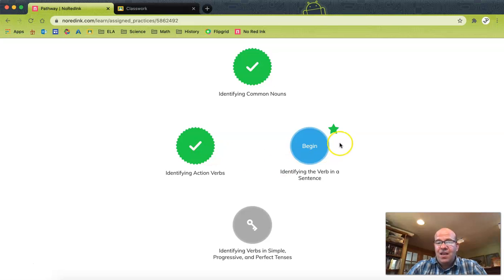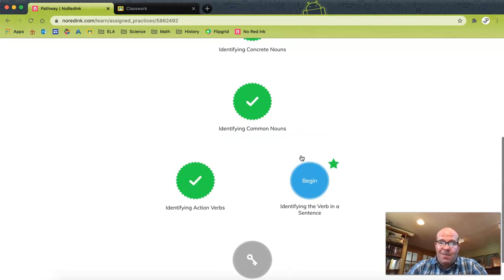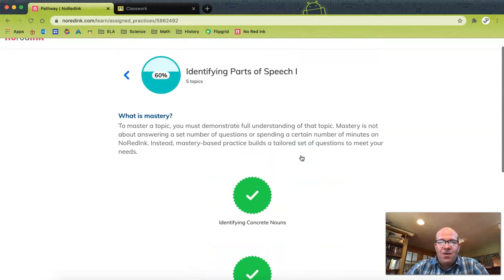That's a good job. If you see something that's either gray or says to begin and has a green star next to it, what that means is that you mastered that last year or sometime in the past, and you should be able to get it again. But what's important to know about NoRedInk is the focus on mastery. It doesn't matter how many questions you answer. It doesn't matter if you open this program and then go do something else so that it shows your time. It's not like IXL. You don't move forward until you actually get the questions right.